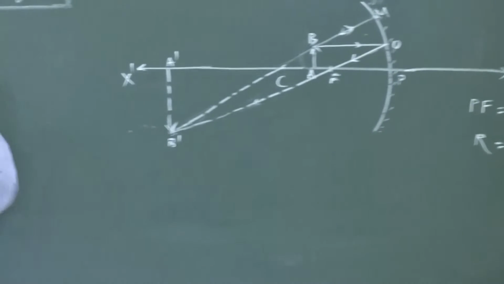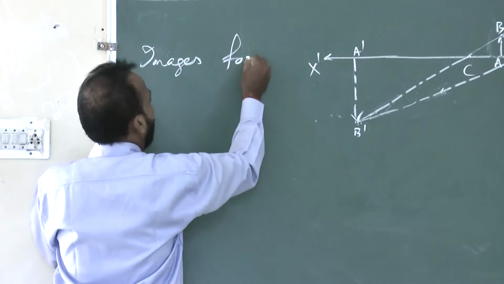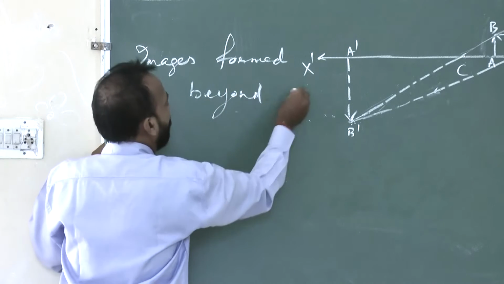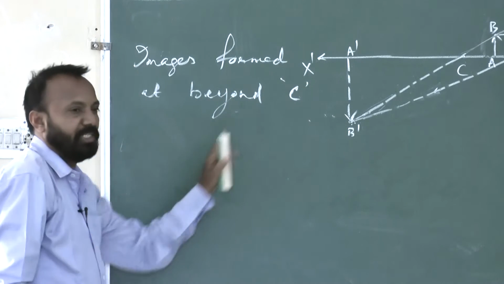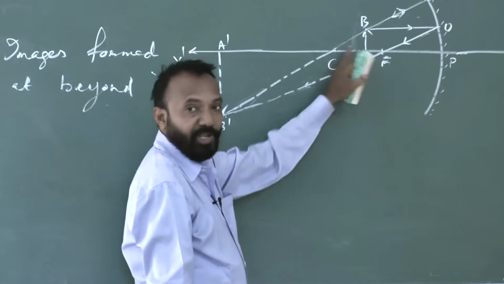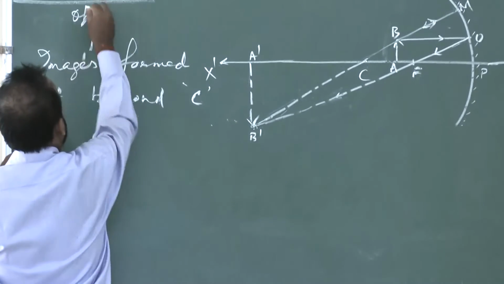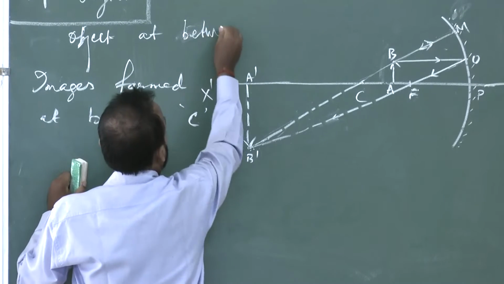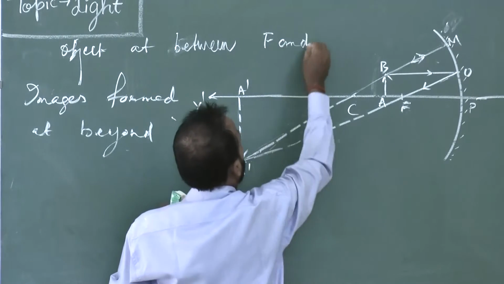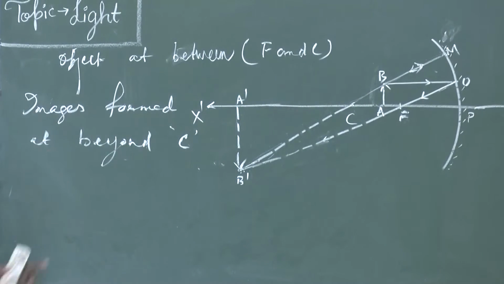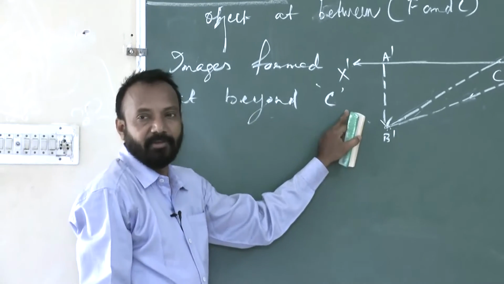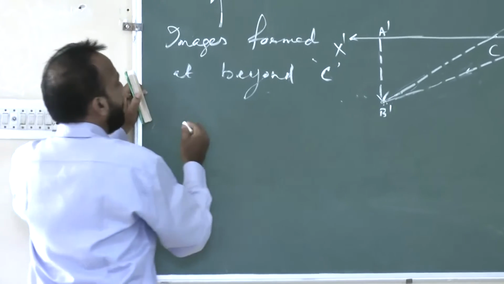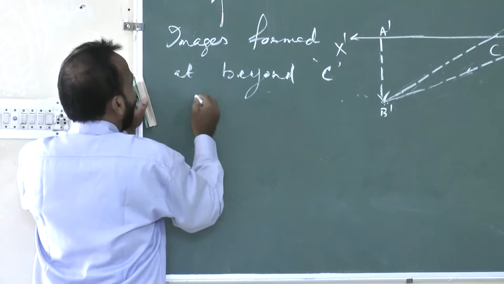So what is the nature of the image? The image is formed beyond C. The object was in between F and C. This is the position of the object, and this is the position of the image. Now tell me the nature. It is beyond C.